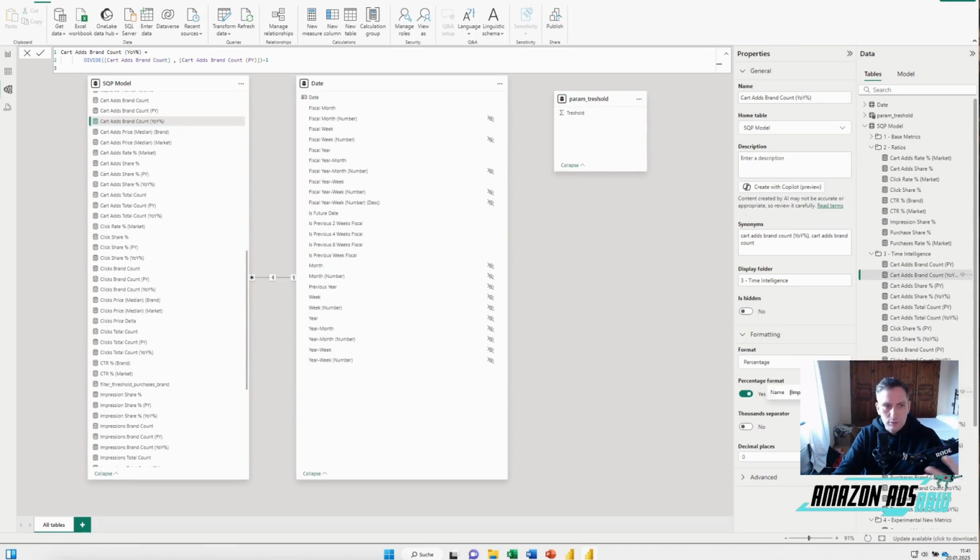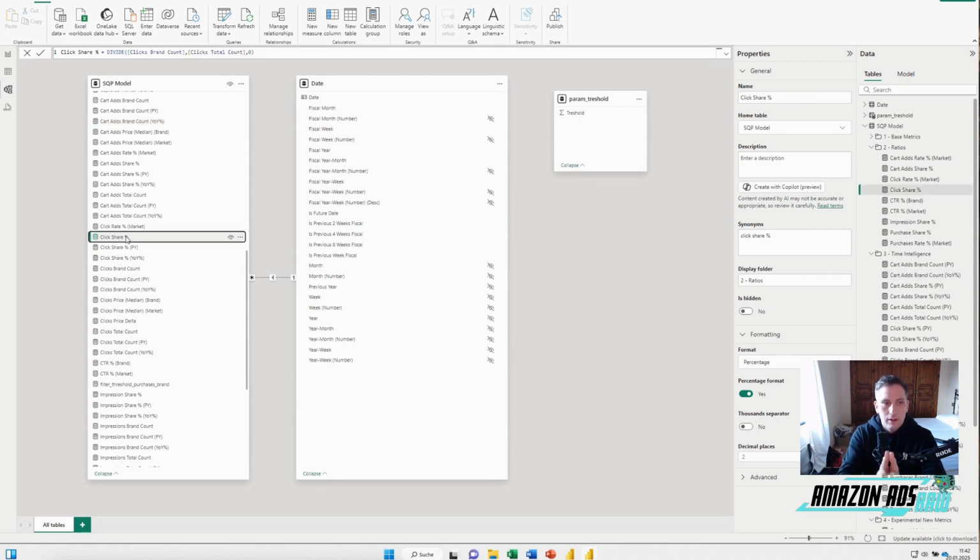You could also do this on price if you want. There are also pricing metrics, but I've been focusing on impressions, clicks, add to carts and purchases for my own brand and for the market. That's what they call total in SQP. And the shares. Shares means my portion of the pie, right? Click share, and so on and so forth.